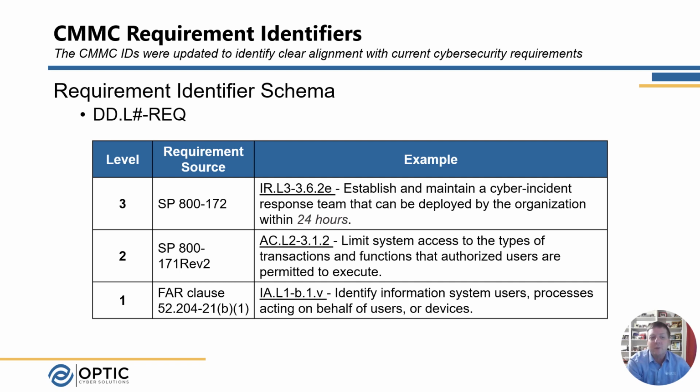So for level 1, we can see it's from the FAR clause. We have the first identifier for the domain in which the requirement is aligned. The second tells us what level it is, so level 1 for level 1 requirements. And then the remaining requirement ID for level 1 is the specific FAR paragraph from which that requirement is derived. For level 2, it specifically calls out the identifier from 800-171 Rev 2, and for level 3, it's the specific identifier from 172. So again, it looks like a change, but it really isn't, because the requirements themselves, and what you need to implement to meet CMMC, have not changed.